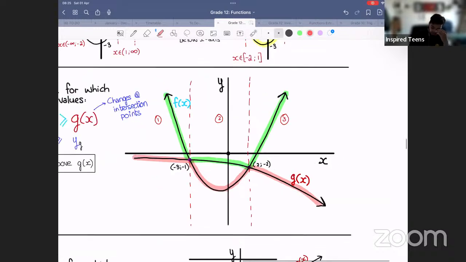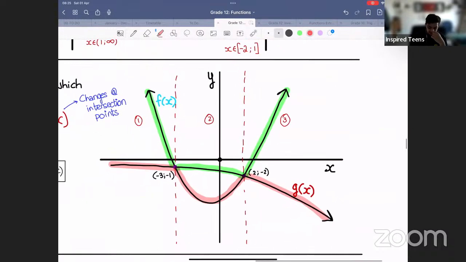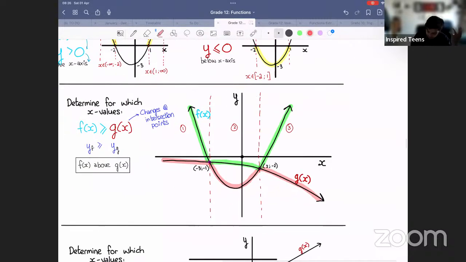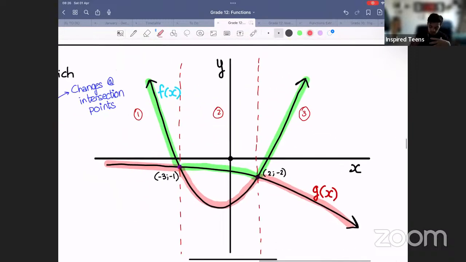So we've identified the parts of the graph, and we've identified which one is above. We know in number 1, f of x is above, number 2, g of x is above, and number 3, f of x is above again. So diagrammatically speaking, we've solved the question, right? We've highlighted the parts of the graph that are above. And this is the simplest, most broken down way to do it. Separate into its 3 segments and decide. It's much easier to see, right?